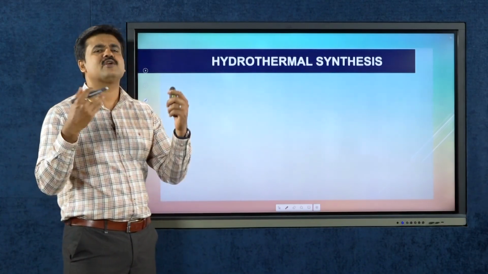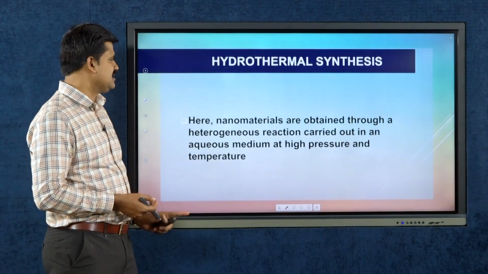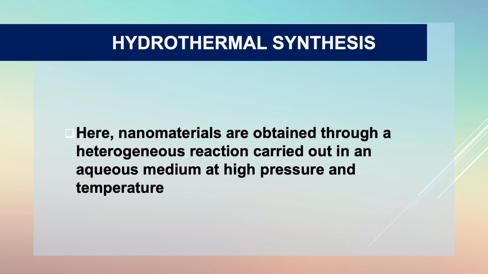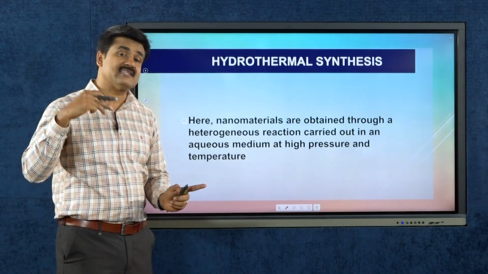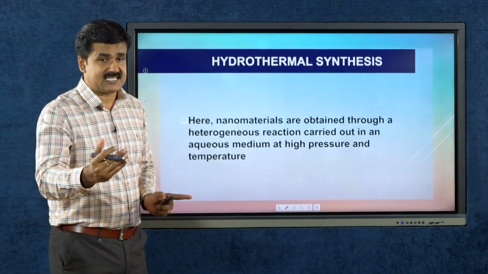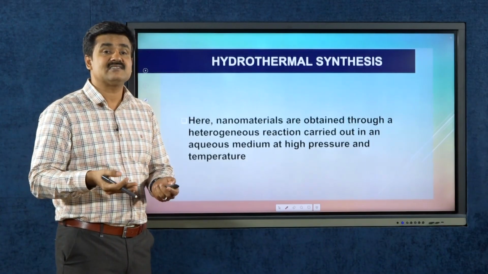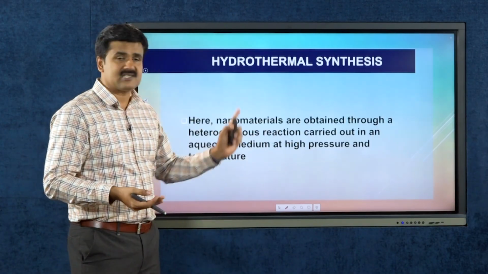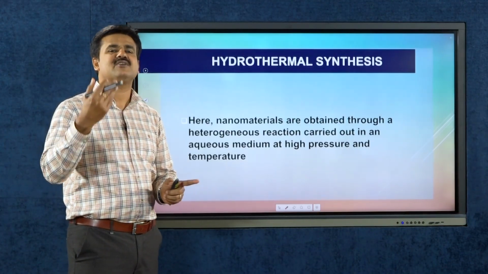Now, what are we doing in hydrothermal synthesis? In hydrothermal synthesis, nanomaterials are obtained through a heterogeneous reaction carried out in an aqueous medium. Remember, instead of a water medium, you can use other solvents also. In that case, we call it a solvothermal synthesis. Here we are focusing on hydrothermal synthesis because our solvent is water. So, I took the salt, I took the substance and dissolved it in water and subjected it to a heterogeneous reaction.